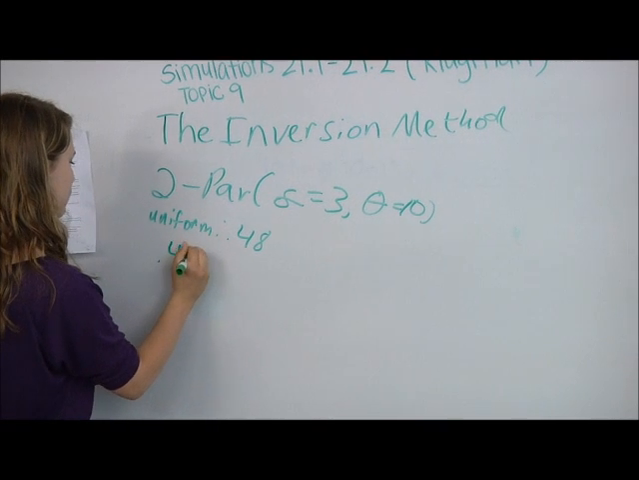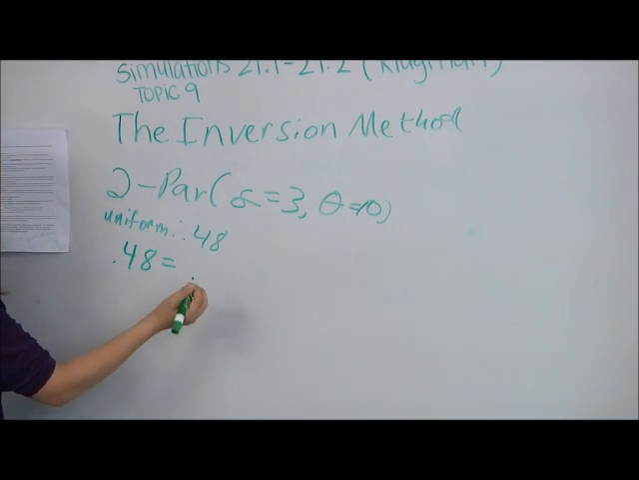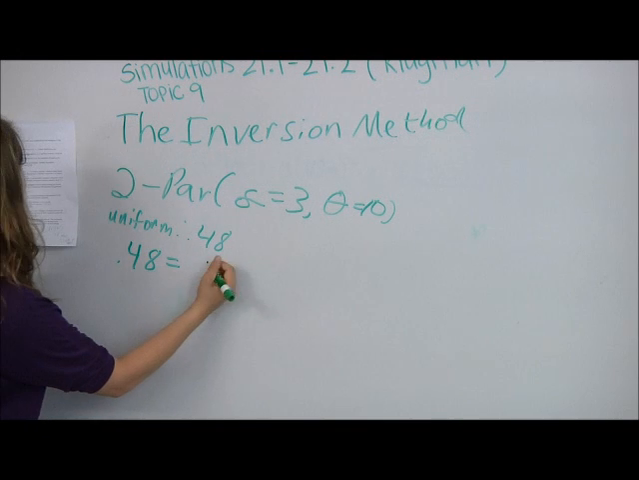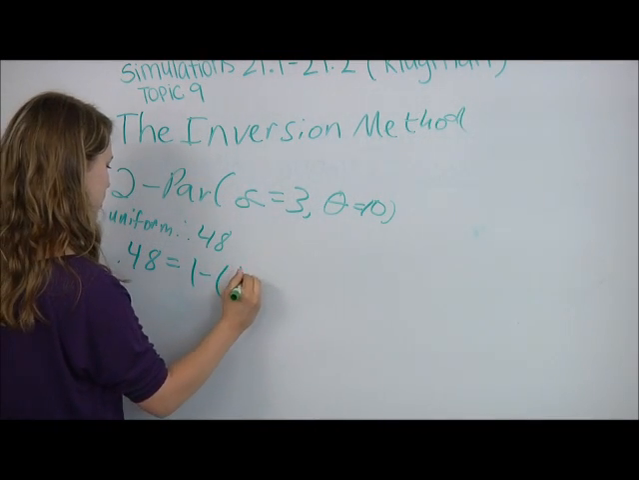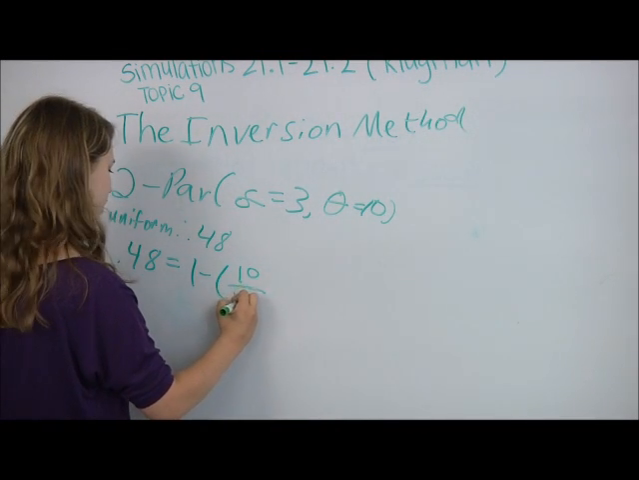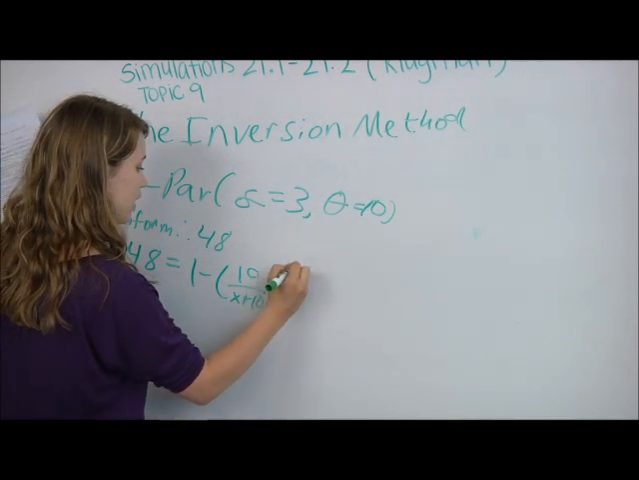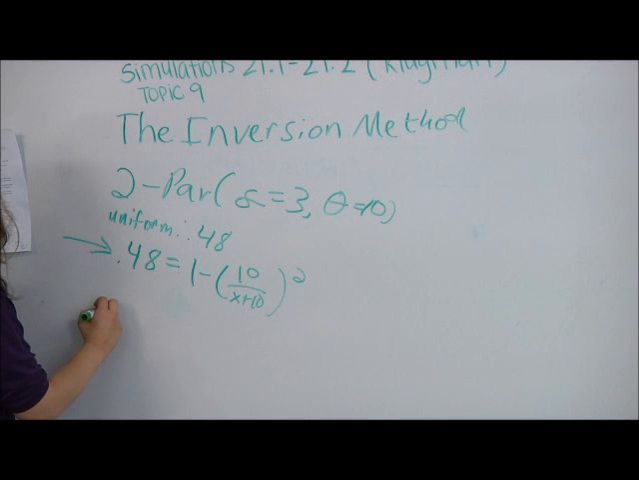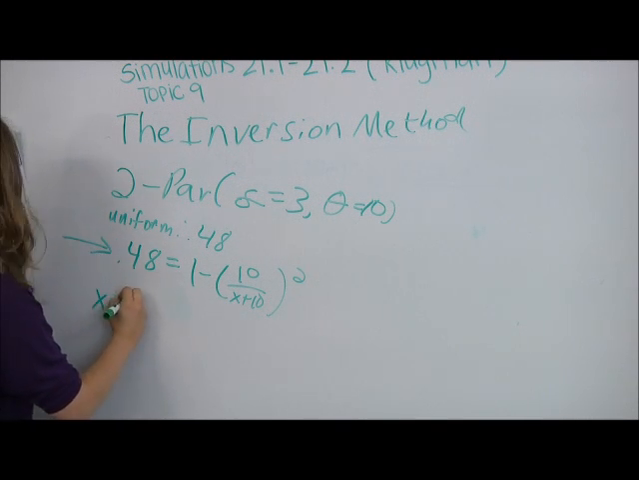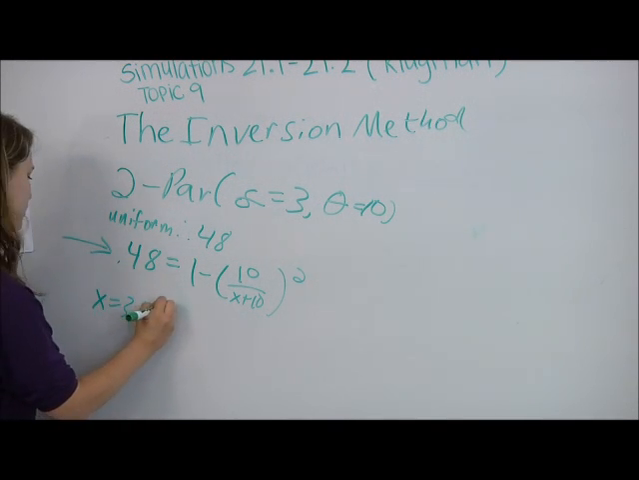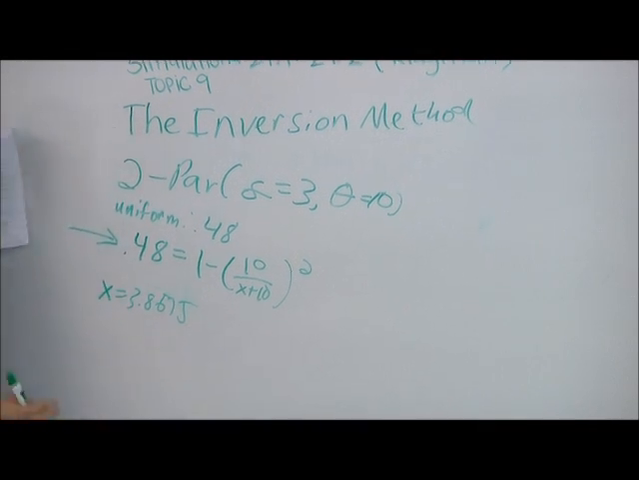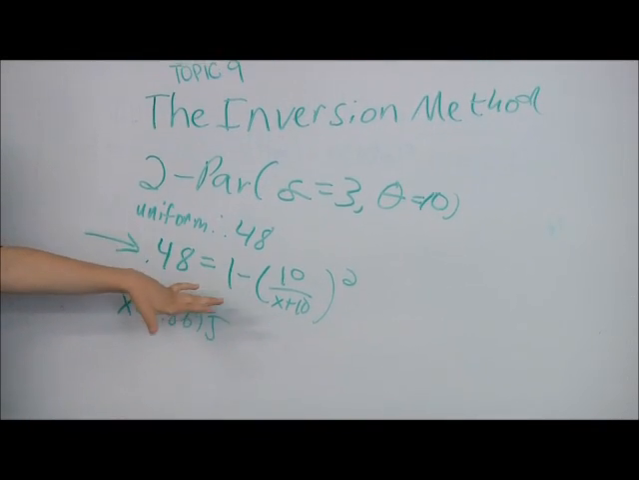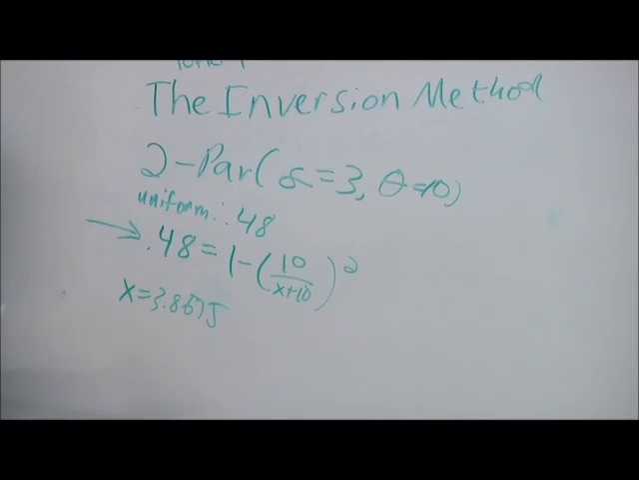So here I set 0.48 equal to the cumulative distribution function. So we have 1 minus (10 over x plus 10) squared. And this formula just comes simply from the tables for the cumulative distribution function of a 2 Pareto. And then with some manipulations, you get that x equals 3.8675. And you can see that this would fit right into a 2 Pareto distribution.